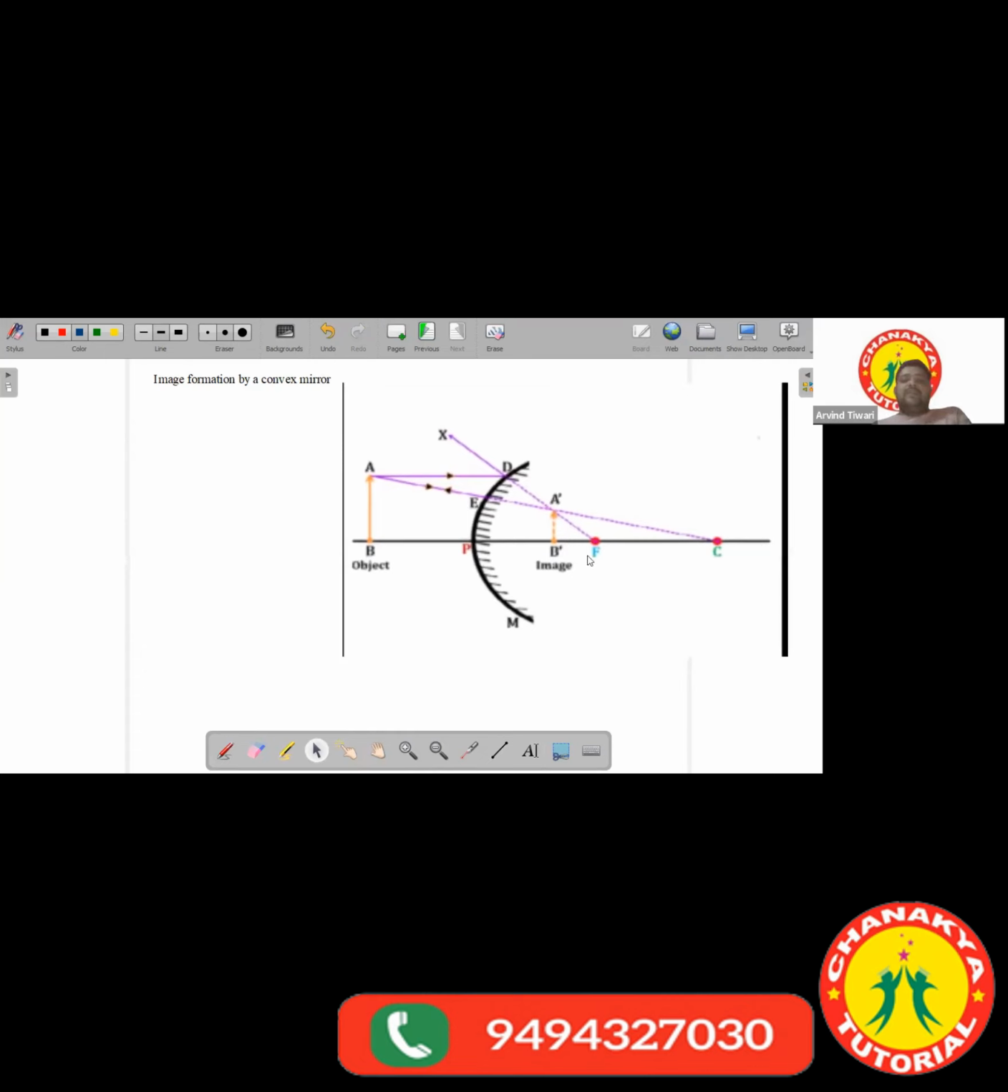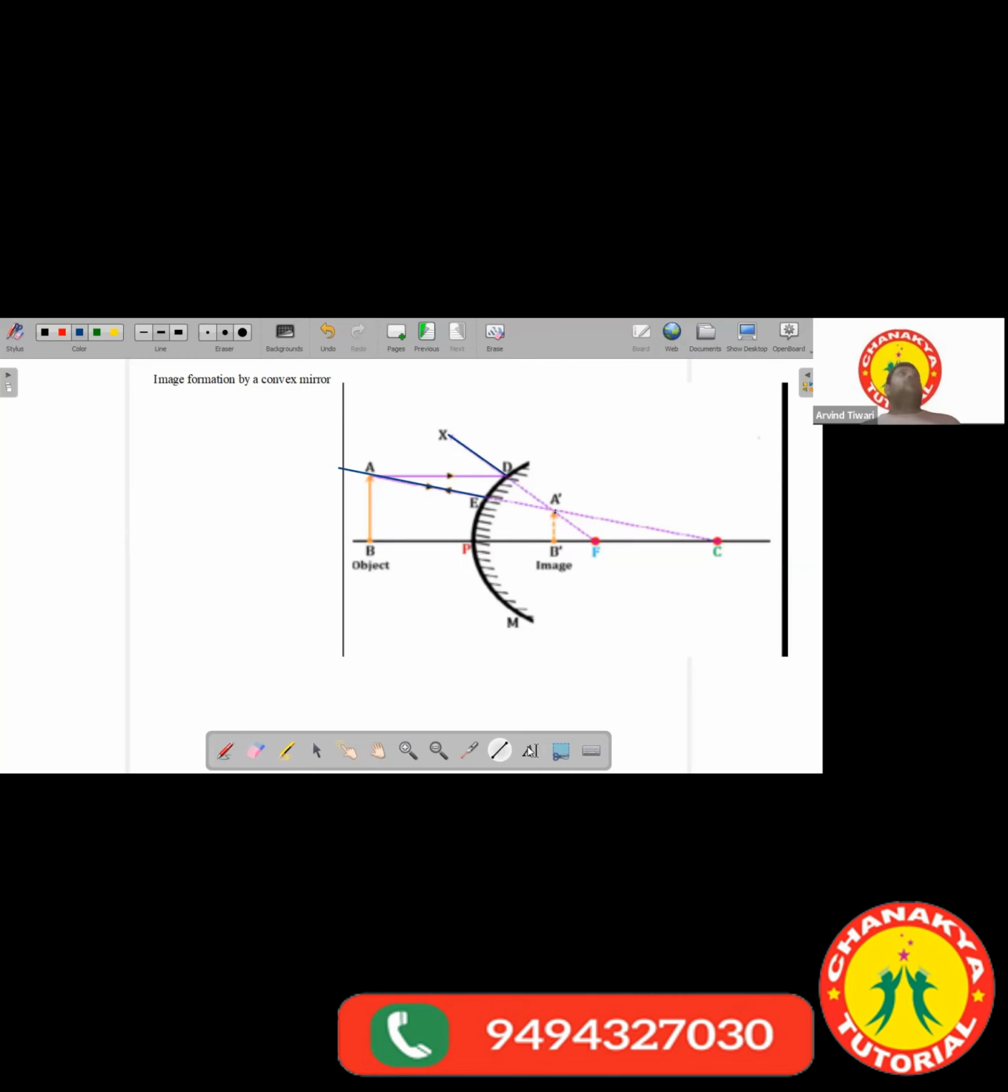Can you see now that behind the mirror, the light rays are represented with the dotted lines? Actually, they are moving like this. So this is the ray of light moving like this. This is the reflected ray, which is moving like this, and they never meet each other. They are moving away from each other. But if observed, they appear to meet at a common point. So the two light rays appear to meet at a common point, and hence a virtual, erect, and diminished image is formed by a convex mirror.